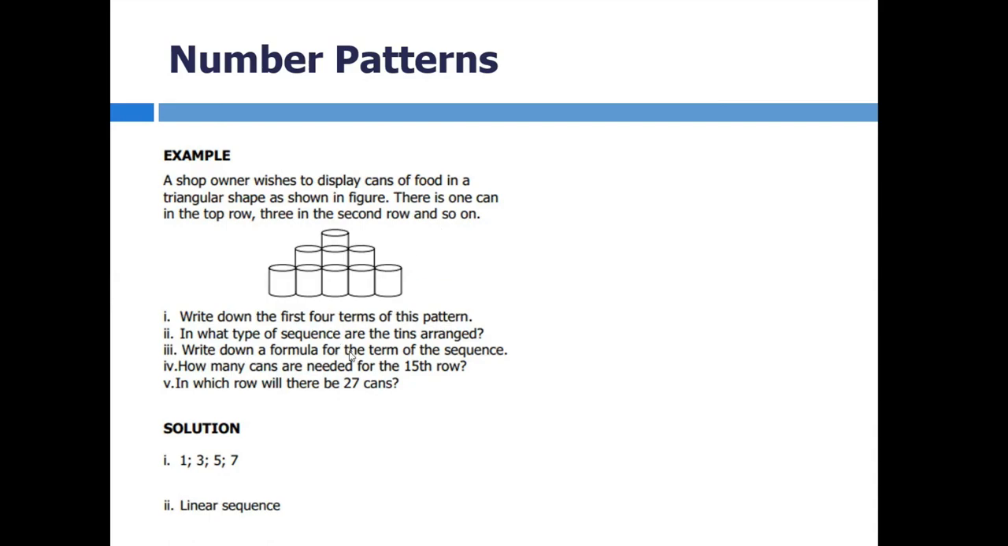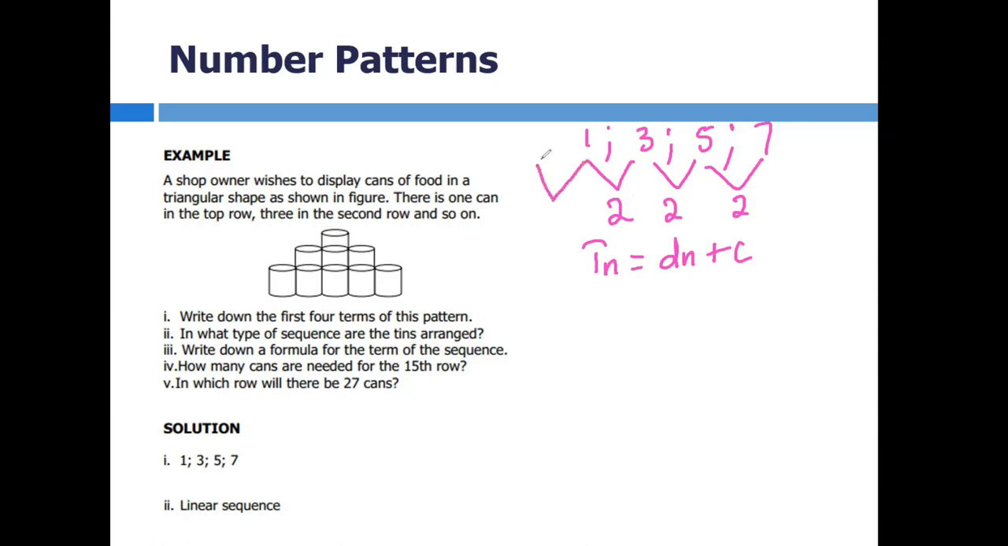Now it says, write down a formula for the general term of the sequence. So what are we looking for now for question 3? We are looking for the general term. Thank you, Natalia. So we're going to go Tn = dn + c. We have found our constant difference. Let's go backwards. What will c be? c will be equal to 1 minus 2, which gives us c = -1. So the general term will be Tn = 2n - 1.